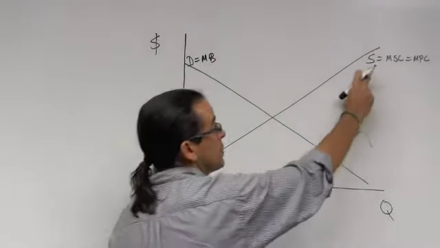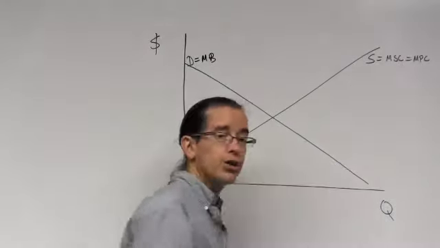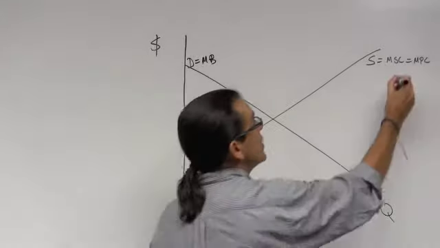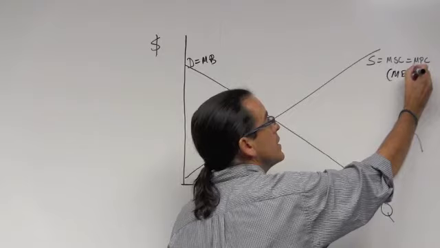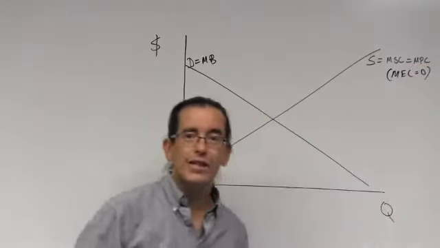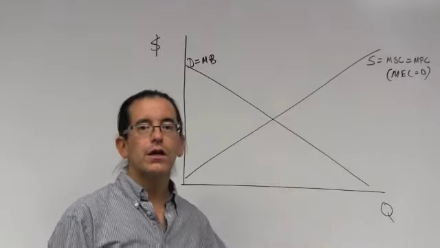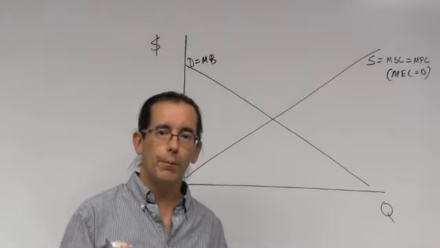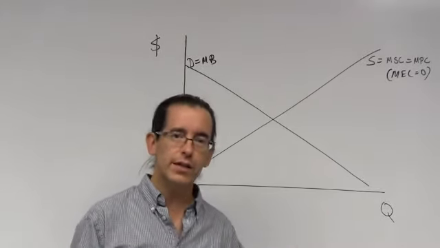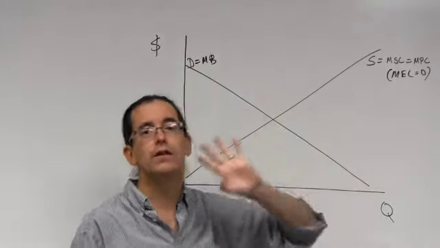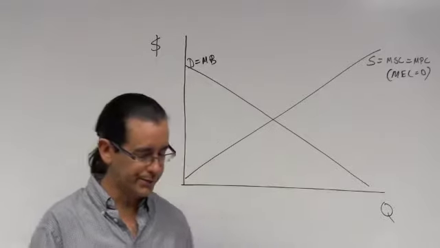So that means the supply curve is equal to the marginal social cost, which is the same thing as the marginal private cost, or otherwise, the marginal external cost is zero. So this is basically saying in production, the firm is covering all possible costs. No one outside the transaction is impacted in terms of the production of the good. The firm is covering everything.